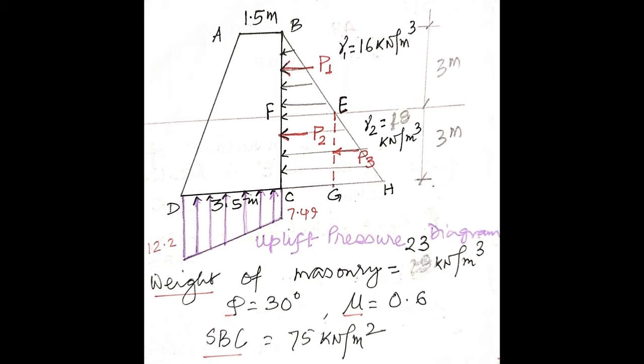The top part has a soil of unit weight 16 kilonewton per meter cube, and the lower 3 meter part has a soil of 18 kilonewton per meter cube. The weight of the masonry is given in the problem as 23 kilonewton per meter cube. Angle of repose is given as 30 degree. Coefficient of friction is given as 0.6. Safe bearing capacity of the soil is 75 kilonewton per meter square.